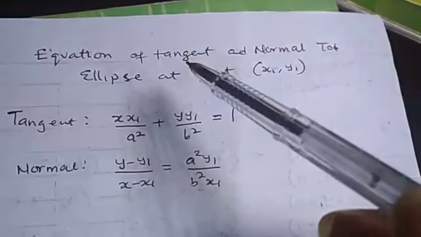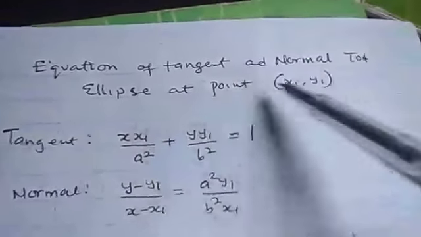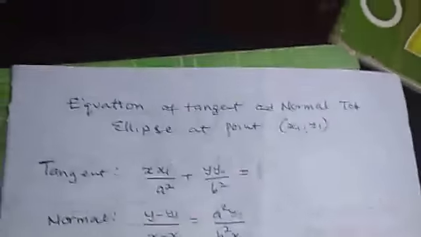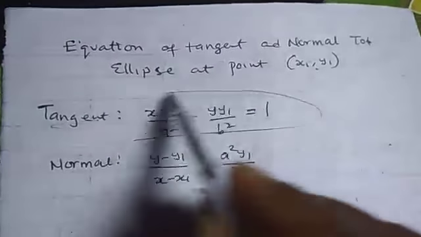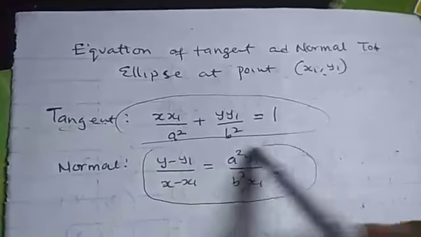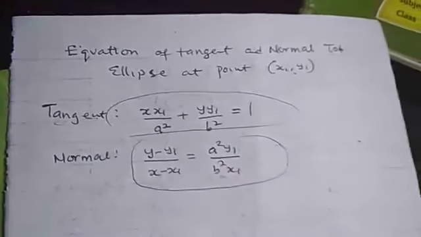The vertices of the ellipse. Another concept is the equation of tangent and normal to an ellipse at point (x1, y1). So we are familiar with what we call tangent and normal. Let's say this is an ellipse. If you have a straight line that touches this ellipse at one point, it is a tangent, while a perpendicular line to it is a normal. So we want to find the equation of the tangent and normal to the ellipse. The equation of the tangent to the ellipse is given as this, while the normal is given as this. We know what our a means and what our b means.